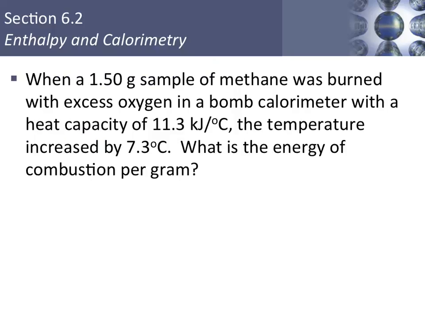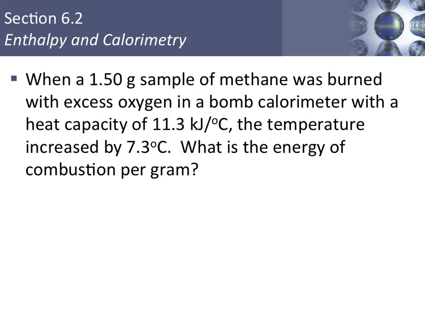So let's say we have a 1.50 gram sample of methane that was burned with excess oxygen in a bomb calorimeter with a heat capacity of 11.3 kilojoules per degree Celsius. And then the temperature increases by 7.3 degrees Celsius. We'd like to calculate the energy of the combustion per gram. So with bomb calorimeters, instead of a specific heat capacity, we have a heat capacity of the calorimeter itself. So that is the amount of heat required to raise the temperature 1 degree Celsius within the calorimeter.